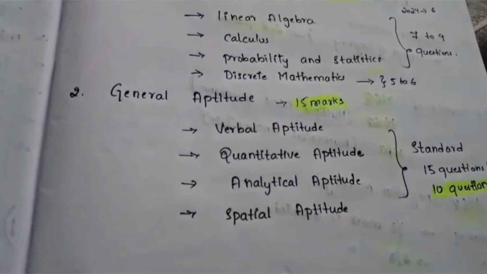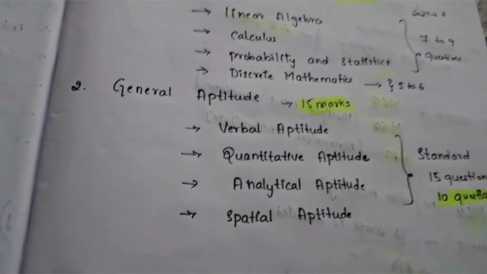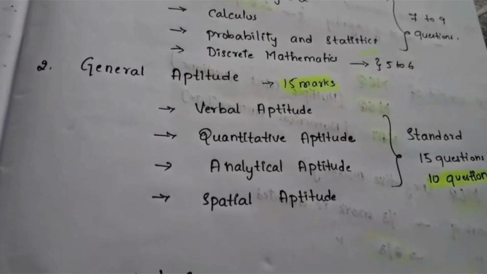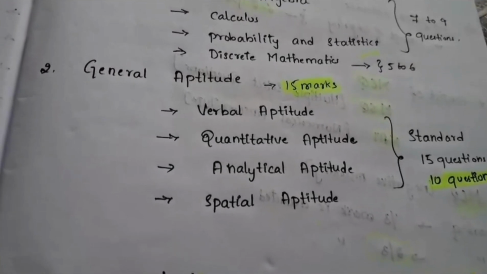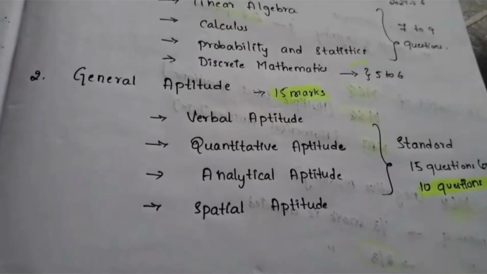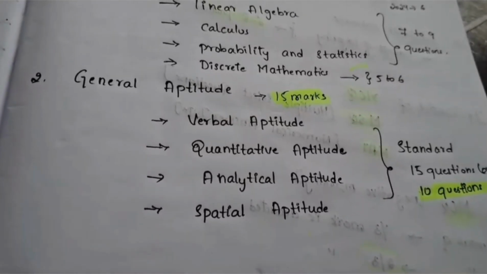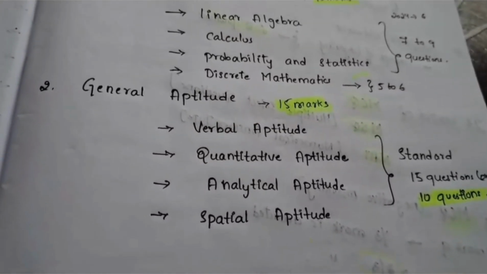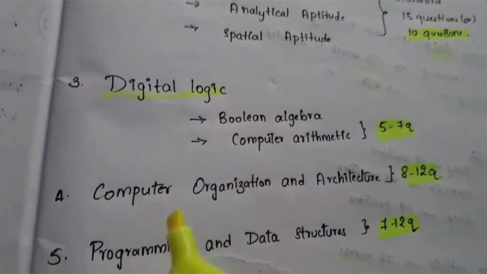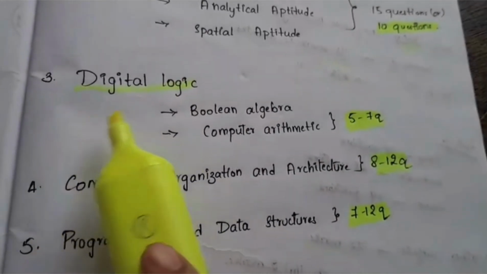Now, next coming to the general aptitude, we have 4 segments. One is the verbal aptitude, quantitative aptitude, analytical aptitude, and spatial aptitude. So, it has a standard format, that is 10 questions, which is for 15 marks. Then comes our normal subjects, in which first we'll be looking at the digital logic.